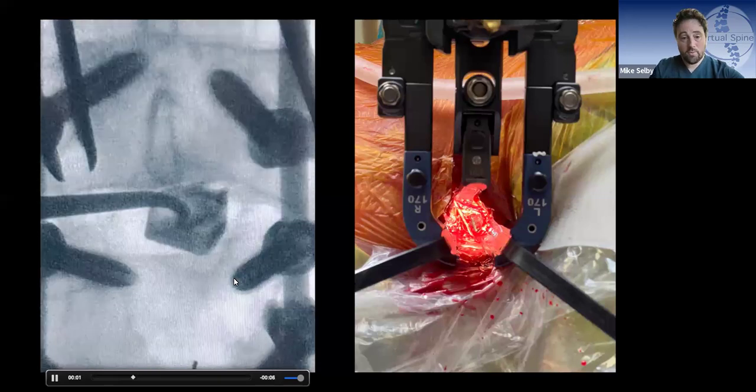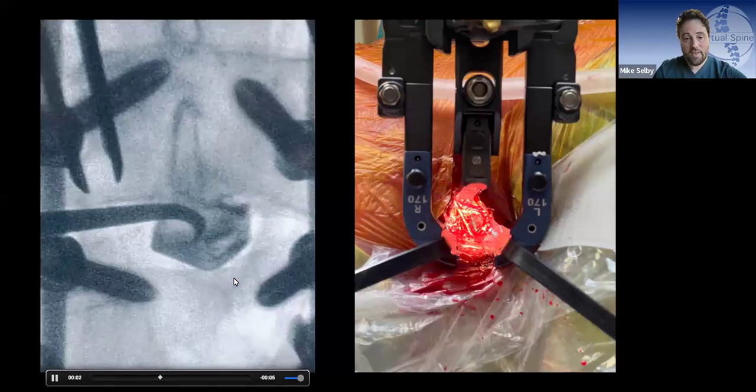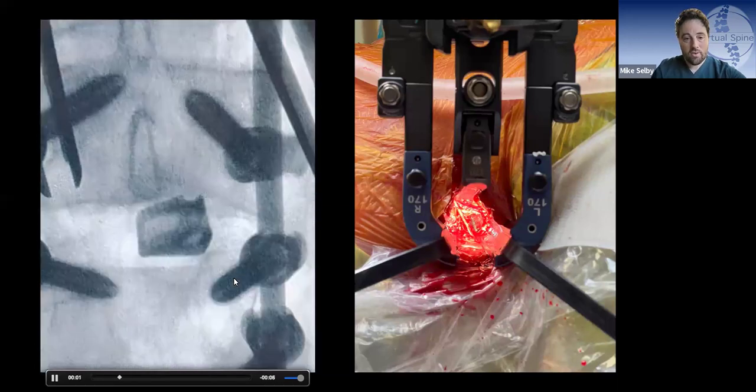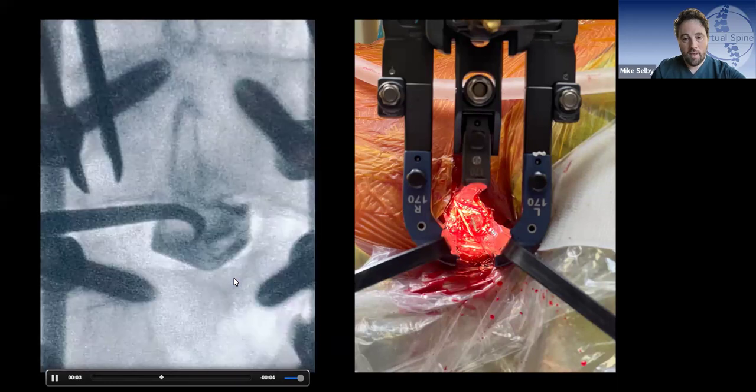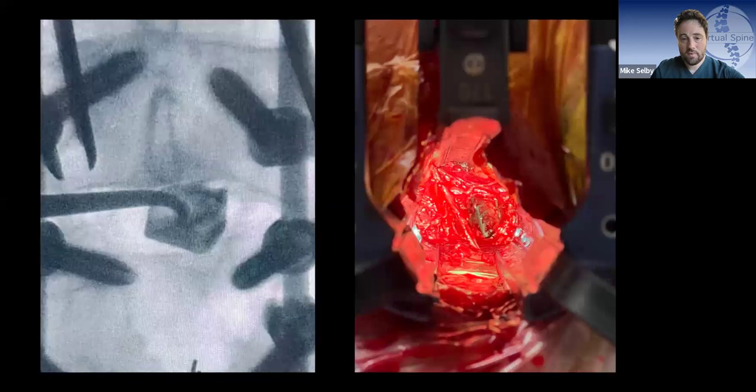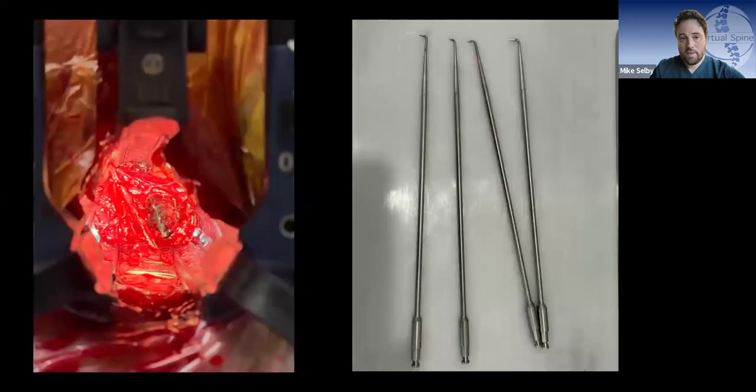Hopefully we're not swearing, but this is us using a hip revision hook to get cement out, to try to loosen up the cage and then bring it out. And that's the cage being delivered. And there's the cage being delivered with the type of hooks that you can use to actually get into titanium implants and pull them out.